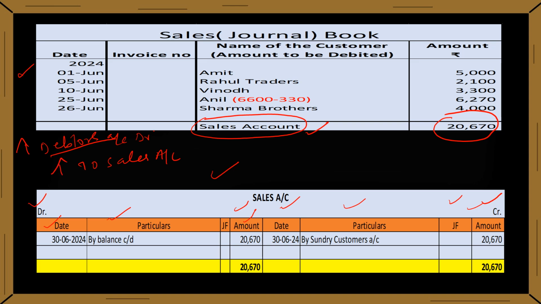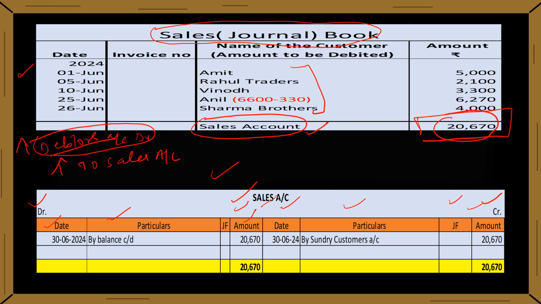Now we are not going to take each debtor separately and post it in the sales account. That will not be done because we have already recorded all the data separately in the sales journal book. Now we are going to take only the total, that is 20,670, to the sales account. Here in the journal, what did we do for credit sales? Debtors account is debited. So in the sales account, we have to credit the debtors.